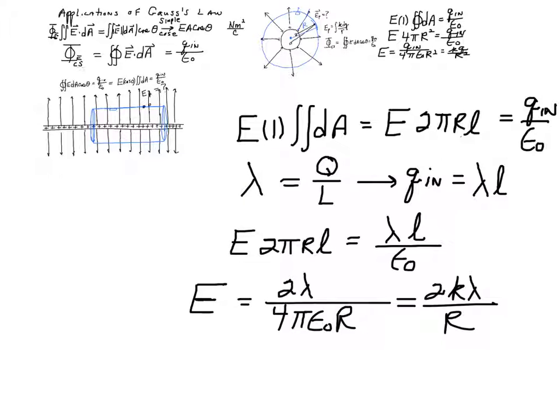You can see the result we got is what we expected. The field, as we go away from the can, gets weaker as 1 over r, not 1 over r squared, because it's not a point charge or a spherical charge like we had in the first example. Okay, we're done.